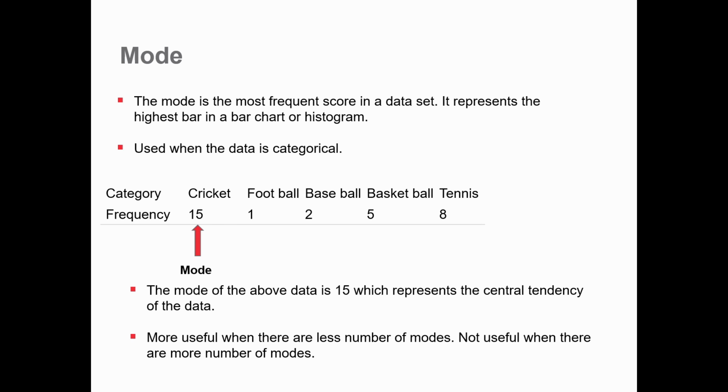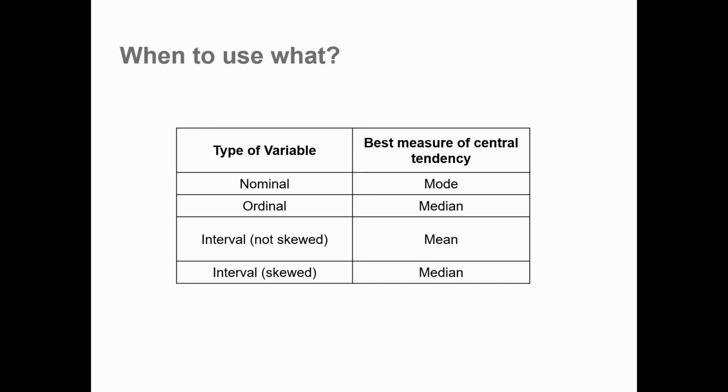For example, let's say this data set has football as 15. So the mode is both cricket and football. So it's not really useful, right? So when to use what? When the data is nominal, you should use mode. And when the data is ordinal, you can use median. When the data is interval and it is not skewed, it does not have many outliers, in that case you can use mean. And if the data is very much skewed, you should probably go for median.